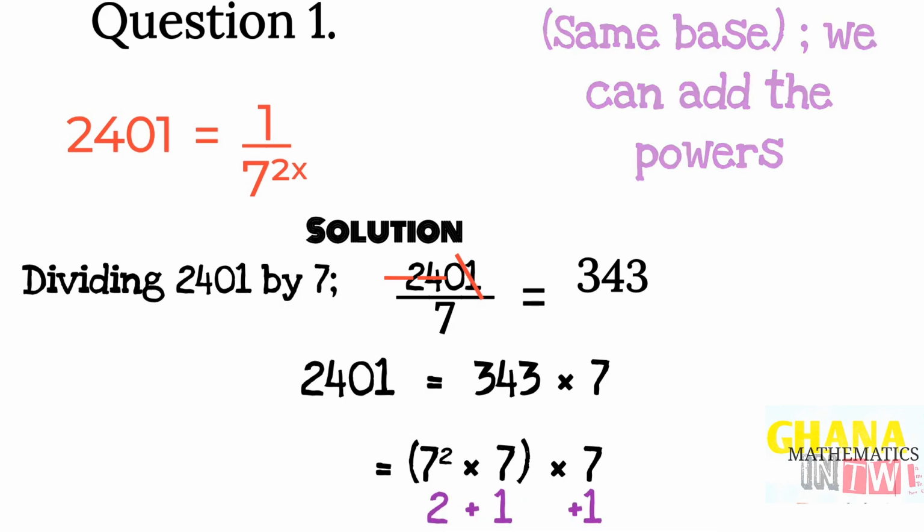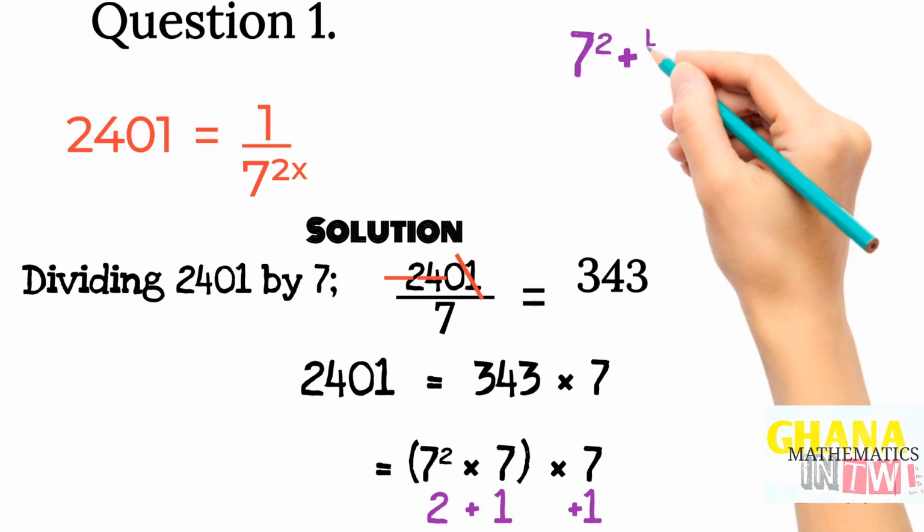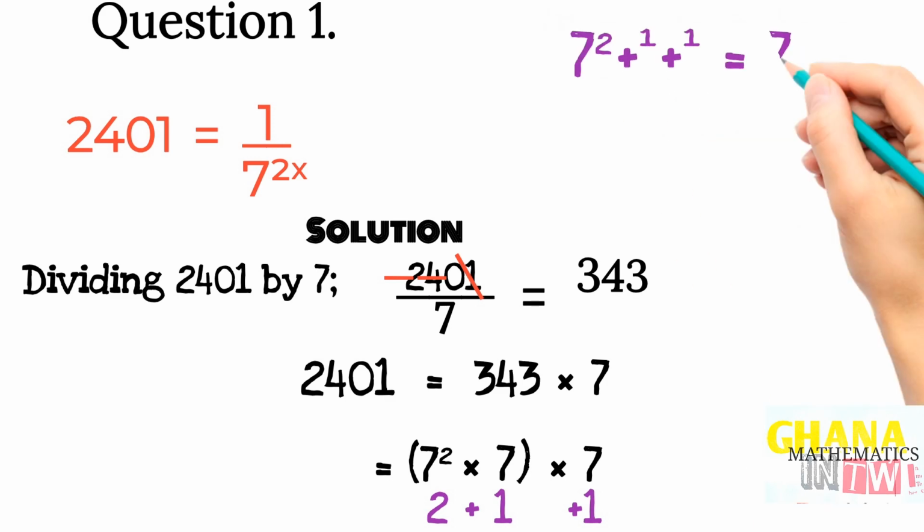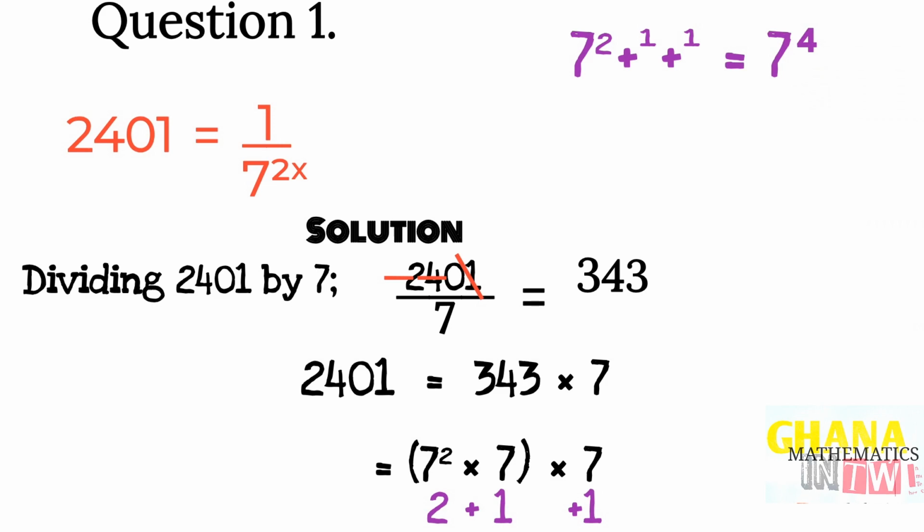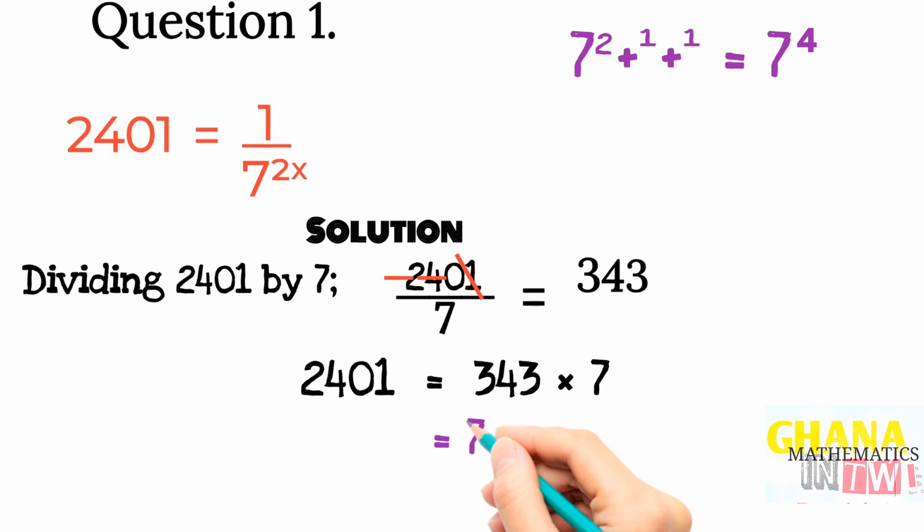It is a rule. So we can clearly see that everything is multiplying: 7 raised to the power 2 times 7 times 7. But since each 7 has power 1, we will just write one of the base, and we add the powers. So 7 is 7 raised to the power 1. So we need the powers: 2 plus 1 plus 1. 2 plus 1 is 3, plus 1 is 4. Therefore, 2401 is the same as 7 raised to the power 4.